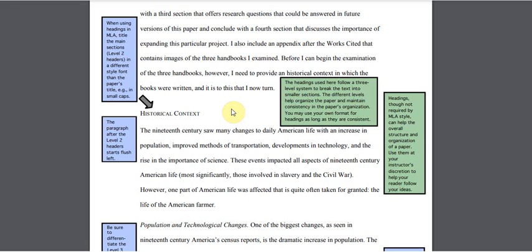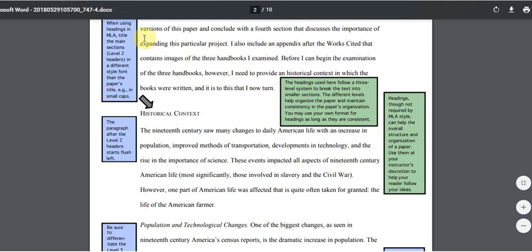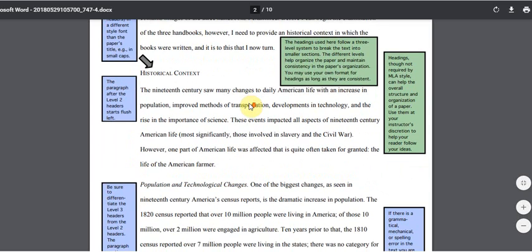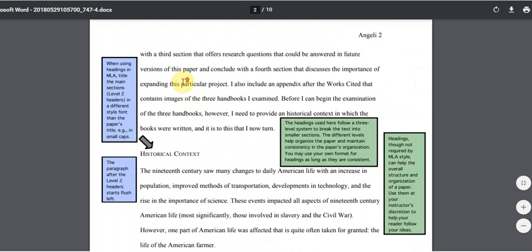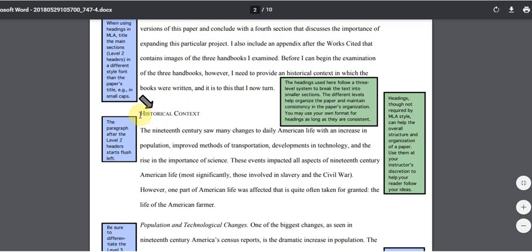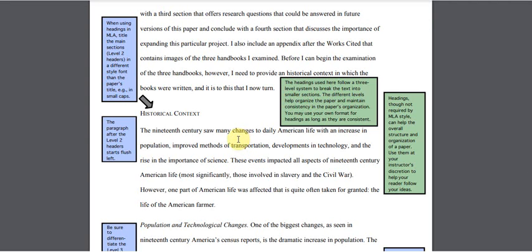MLA, let's see, we already discussed that here. When using headings in MLA, title the main sections, level 2 headers, in a different style font than the paper's title, e.g. in small caps. This is not something that generally we see in papers of a short length. You don't necessarily have to have any of these section titles. You can. I would kind of encourage you not to. I know some people did that in the summary response for Plato's Allegory, and I didn't take off points, but it's not something I would encourage on a short paper.